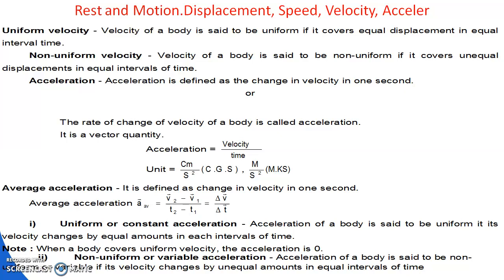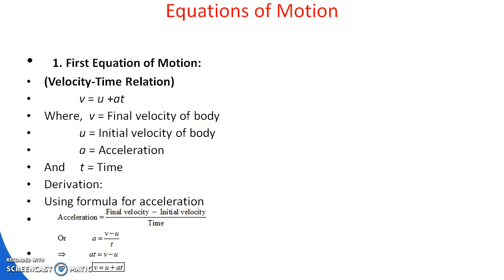One is displacement, its symbol is S. Then velocity, its symbol is V. Then acceleration, its symbol is A. Then time. These four terms are very related with each other. In the next concept, we will discuss the relation between these four terms: displacement, velocity, acceleration, and time.